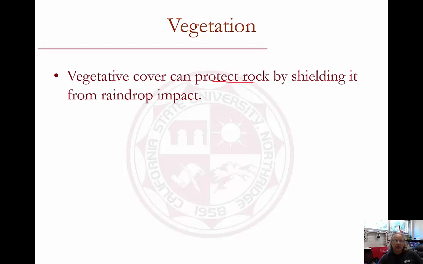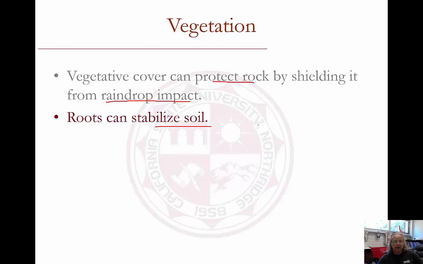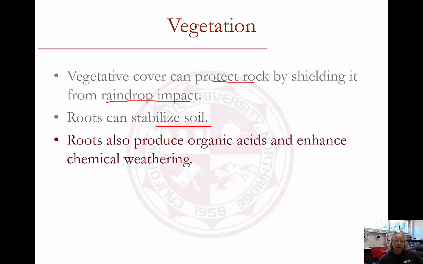Sometimes vegetative cover protects rock by shielding it from the raindrops, since the world's most erosive or corrosive element is water. Roots can stabilize soil, and that's why you like to see plants regrow on a hillside quickly after a wildfire, because that helps keep the soil from coming down the hill.